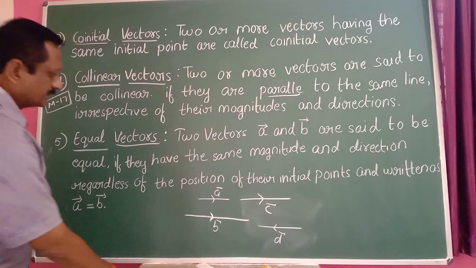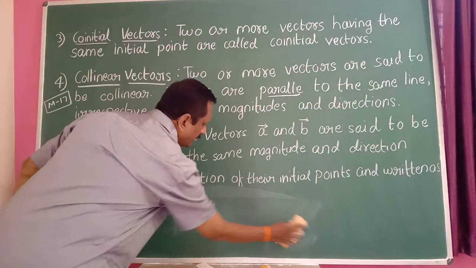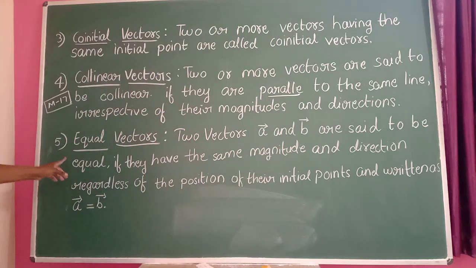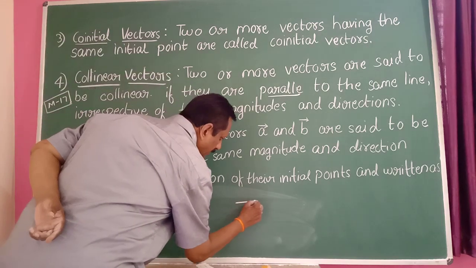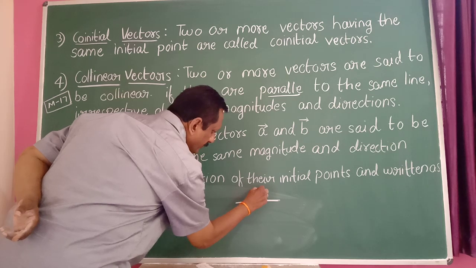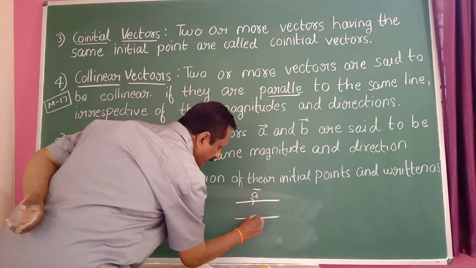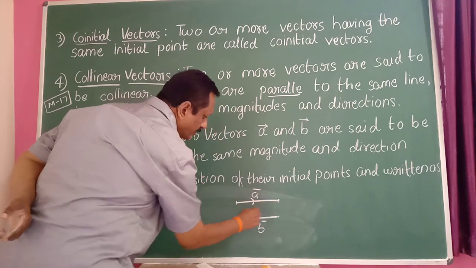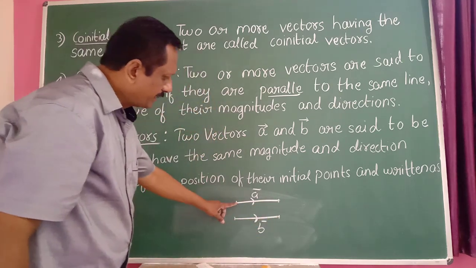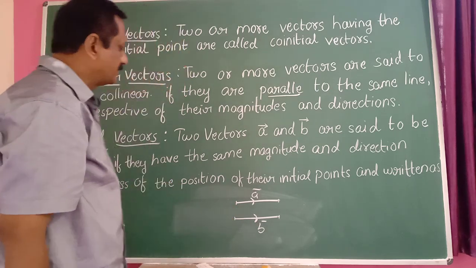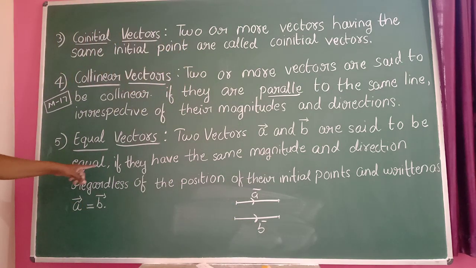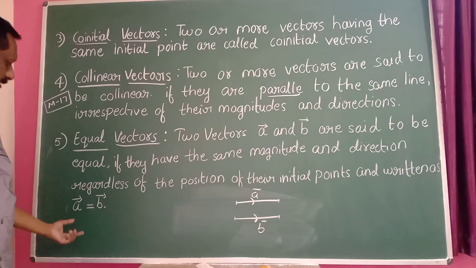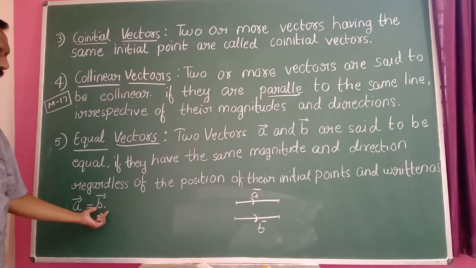Next, equal vectors. Two vectors A bar and B bar are said to be equal if they have the same magnitude and direction. So here is A bar, and this is one more vector B bar. Here the directions are the same, and their magnitudes are also the same. Both have the same direction and the same magnitude. In that case, the vectors are said to be equal vectors. So therefore, A bar is equal to B bar.